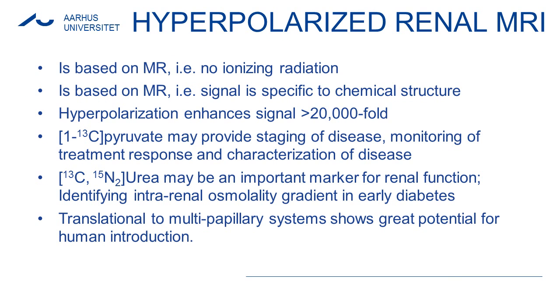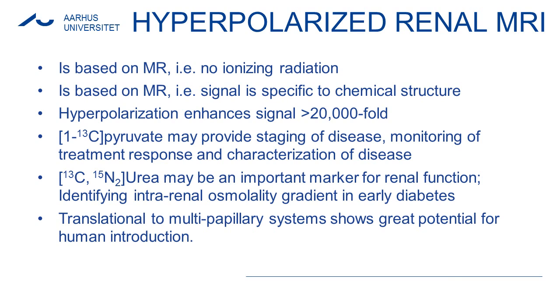So lastly, I'll try to sum up a bit about hyperpolarized renal MRI. It's a method that is based on non-ionizing radiation. It's a method where the signal that we see is quite specific to chemical structures, and therefore we can use different kinds of tracers. In this study, we used a tracer that was not metabolized. We also see with hyperpolarization that we are able to enhance the signal more than 20,000-fold in vivo.